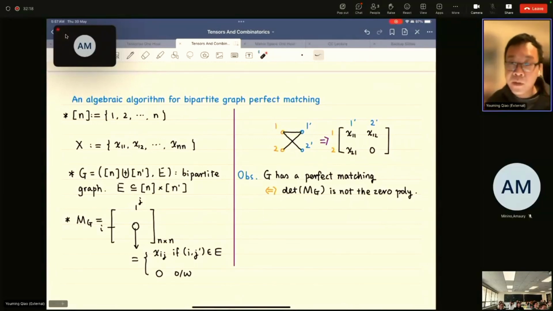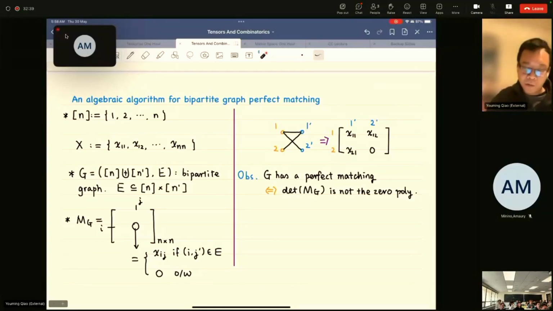Okay, so we will see. Let's look at what Lovász did. Basically, he came up with the so-called algebraic algorithm for graph perfect matching. For convenience, we are going to illustrate this for the bipartite case.